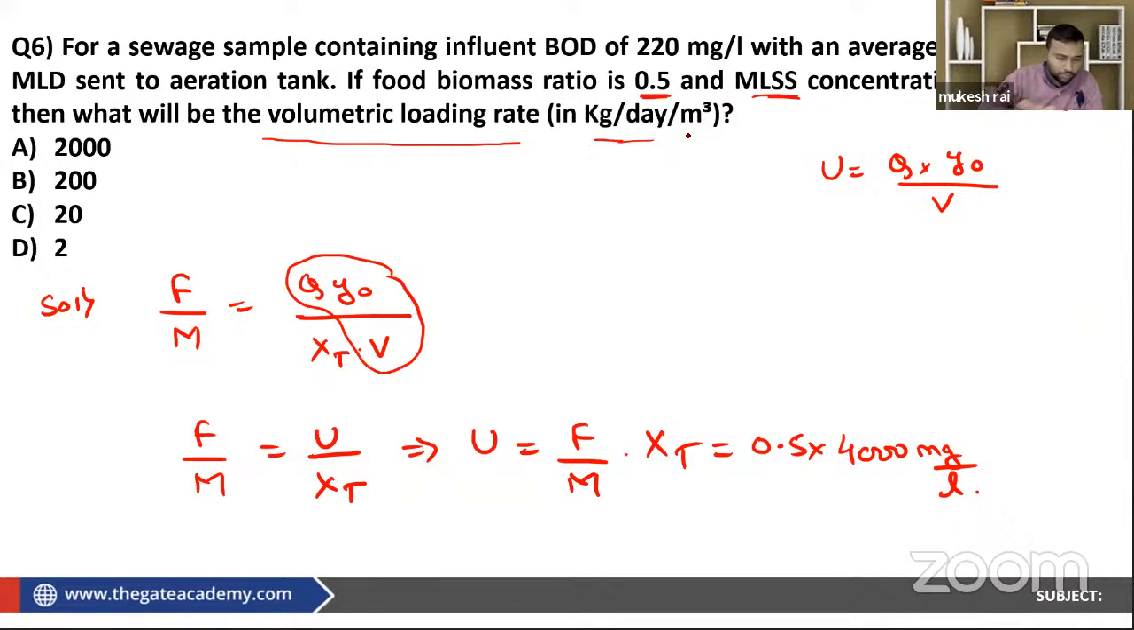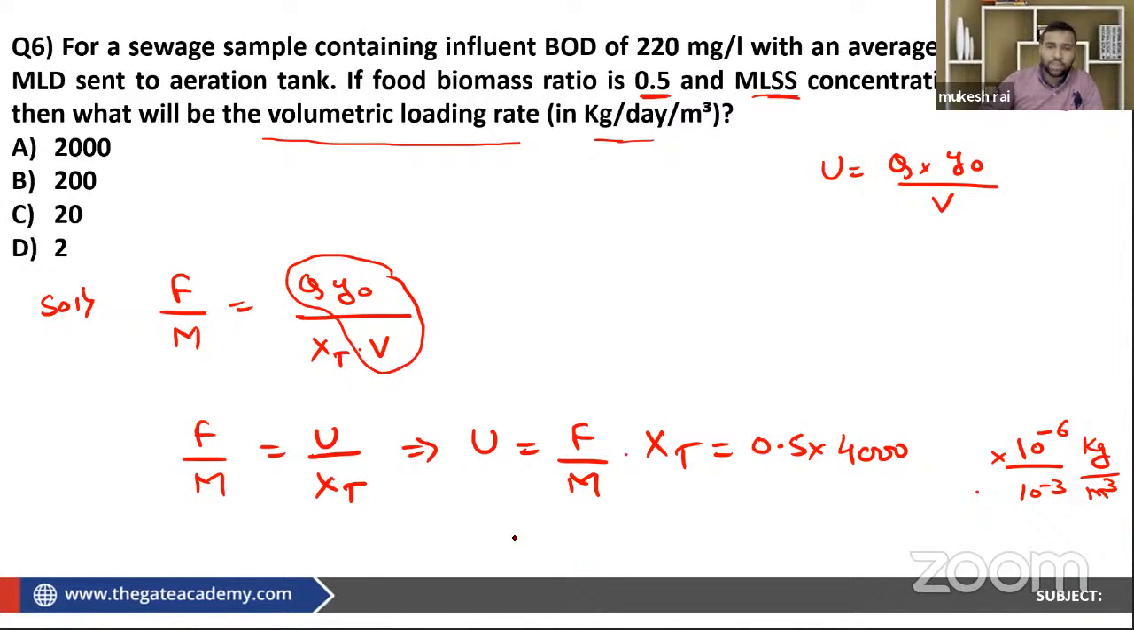But we want to convert this value in terms of kg per day per meter cube. So what we will do here, we will convert this milligram into kg by multiplying by 10 to the power minus 6, so that it will be converted into kg. Now 1 liter will be equal to how much meter cube? It will be equal to 10 to the power minus 3 meter cube. So this milligram per liter will be converted into kg per meter cube, and this will be taking place in 1 day.